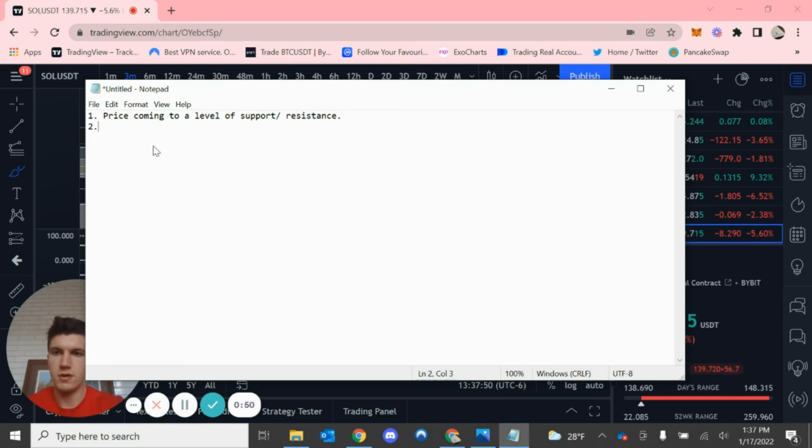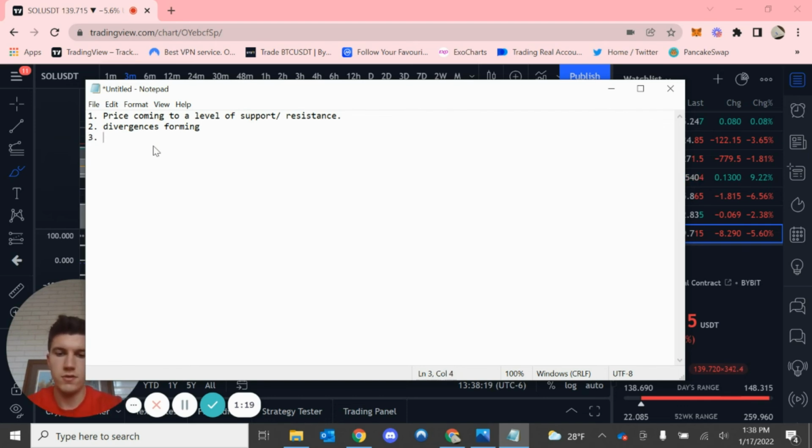The second thing you want to see is divergences forming. Specifically with altcoins, I want to look for divergences forming on the 1 to 4 hour. And then, of course, you want to double check to see if divergences are forming on lower time frames like the 24-minute, 12-minute, and 6-minute.